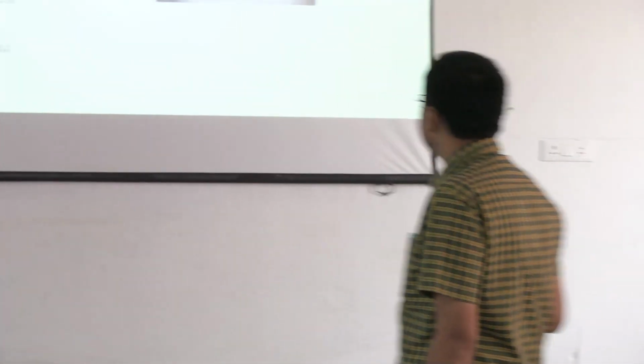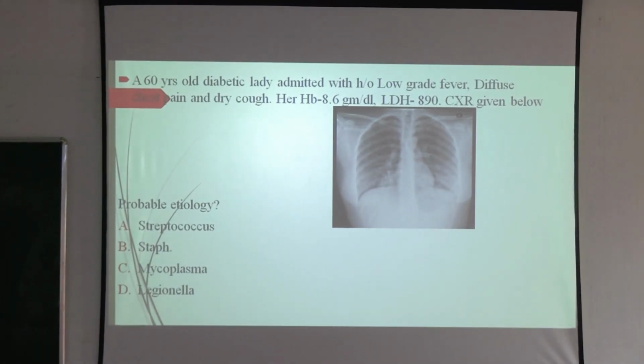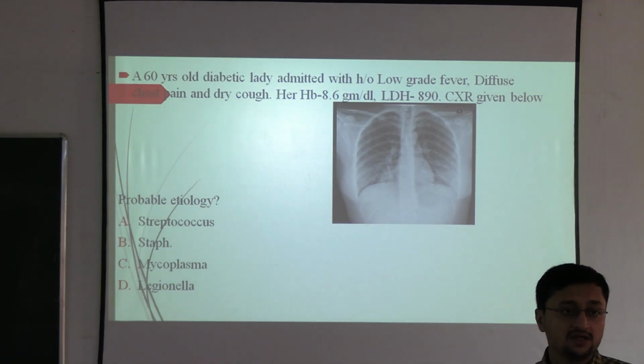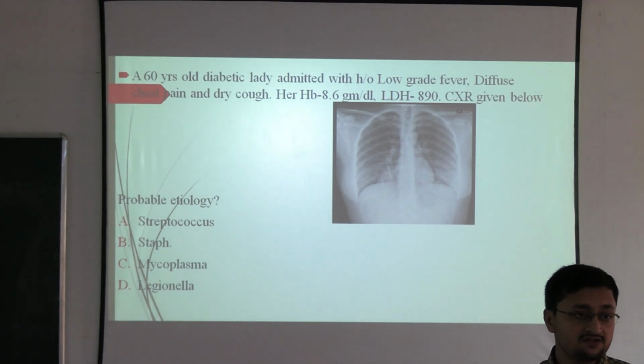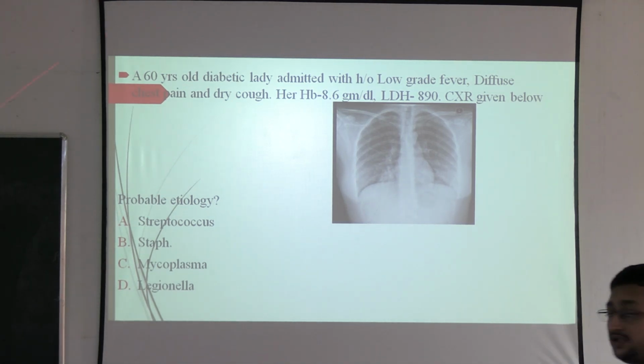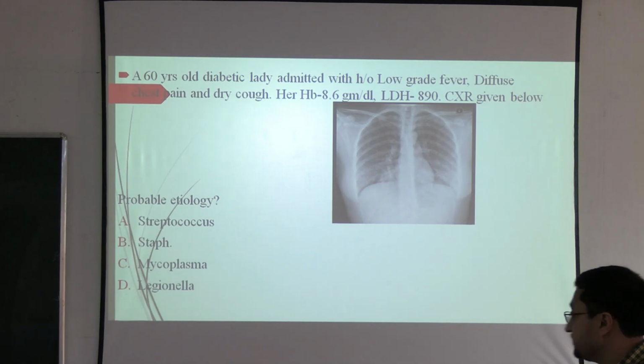First of all, this is not a lobar pneumonia. This is interstitial pneumonia, right? And hemoglobin is 8.6 along with LDH is 890. Although এখানে সবকটা information নেই, but suspect this is a case of AIHA, autoimmune hemolytic anemia, right? Because of this pneumonia. So, what could be the etiology? Hemolytic anemia with pneumonia. Most common is mycoplasma. Okay, so this is a mycoplasma pneumonia.